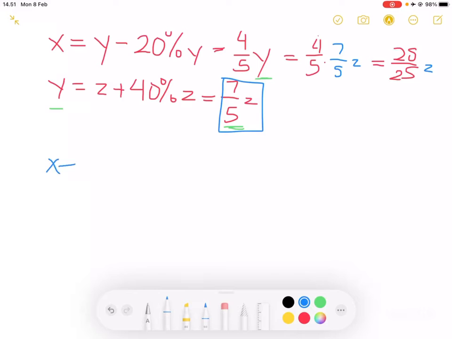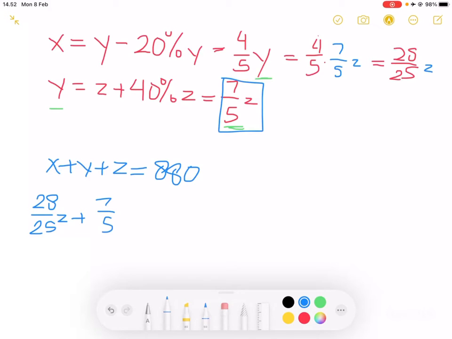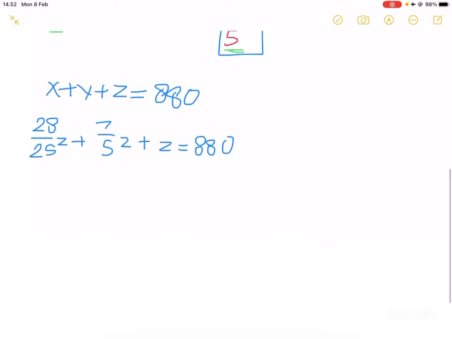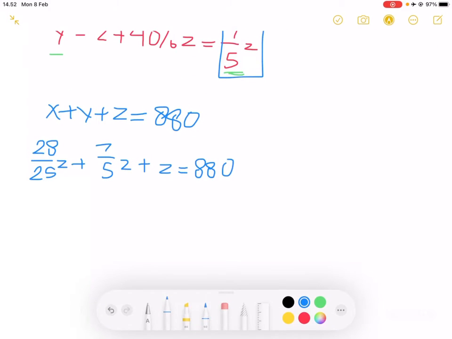So let's see. We have x plus y plus z is equal to 880. Substituting each given value of x and y, we will get that it will become 28 over 25z plus 7 over 5z plus z is equal to 880. And then we can just combine these fractions together. So now just factor out the z out of each term, so it will be pretty easy to calculate later.